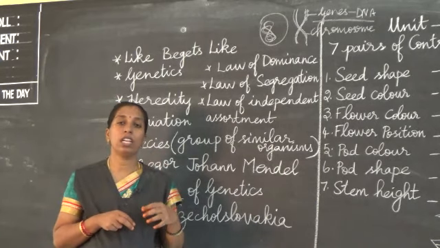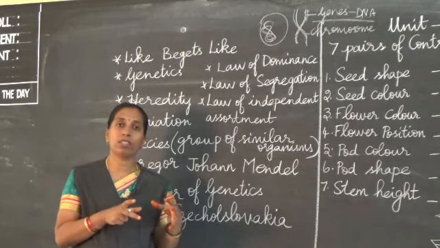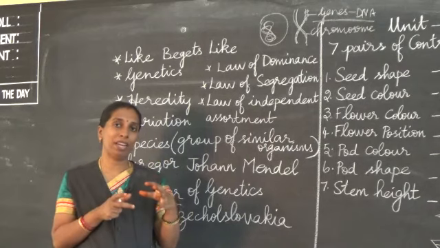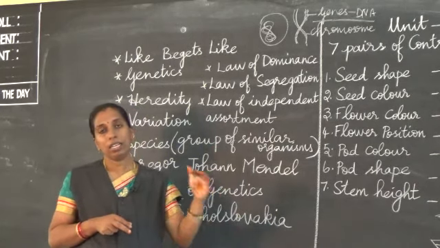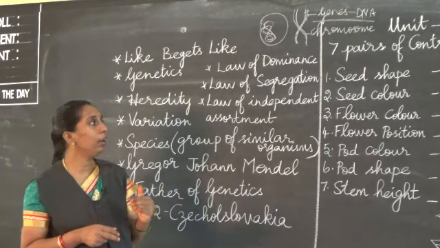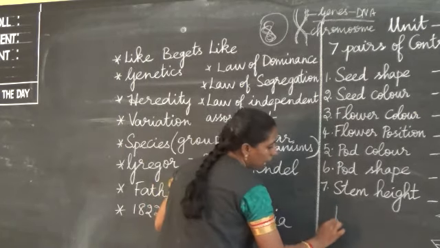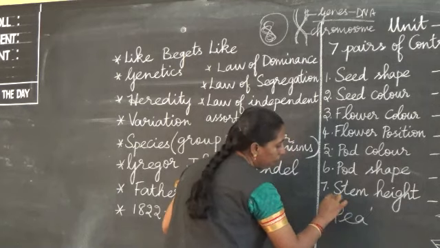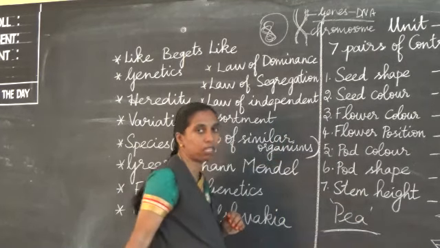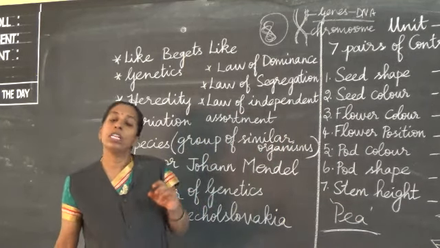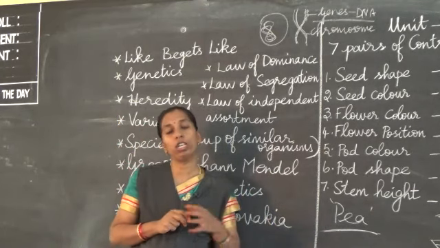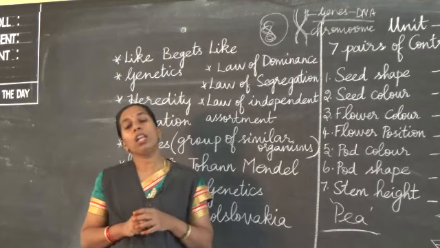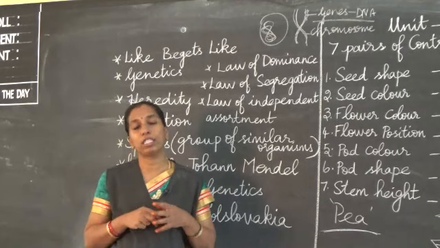Whenever he had leisure time in his monastery, in the garden, he started growing garden pea plants. That is the green peas plant, we say pacha patani in Tamil. So he started growing this garden pea plant during his leisure time in his garden. He carried out so many experiments.